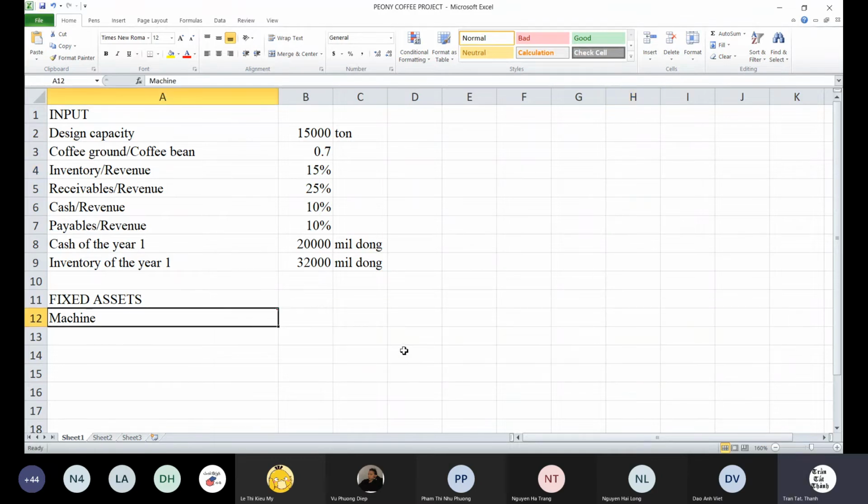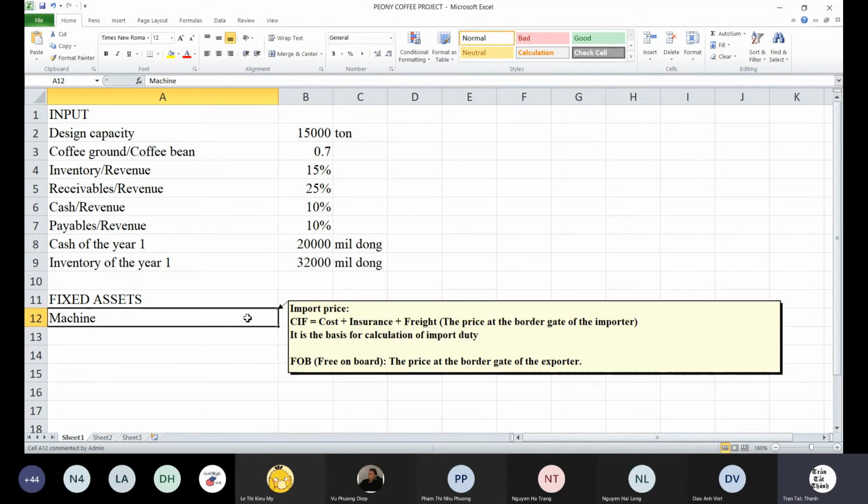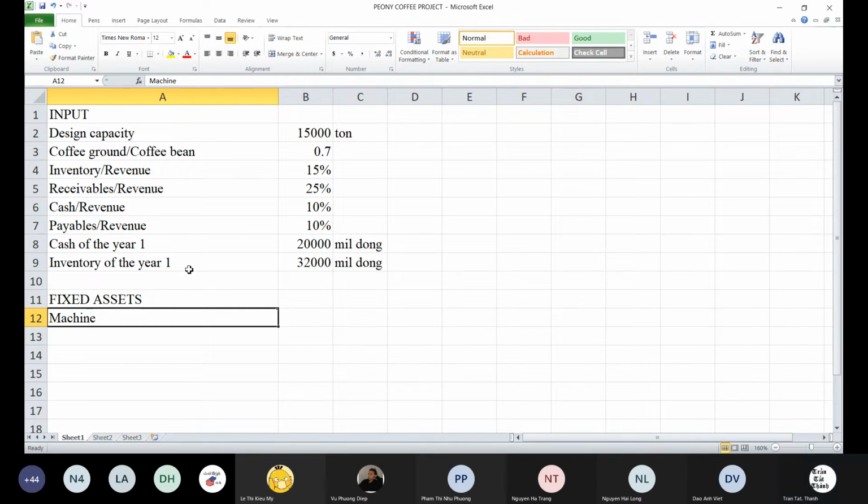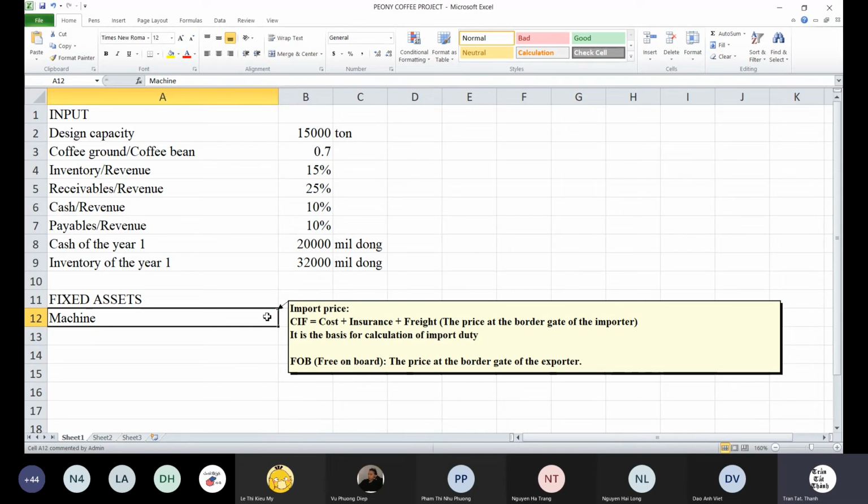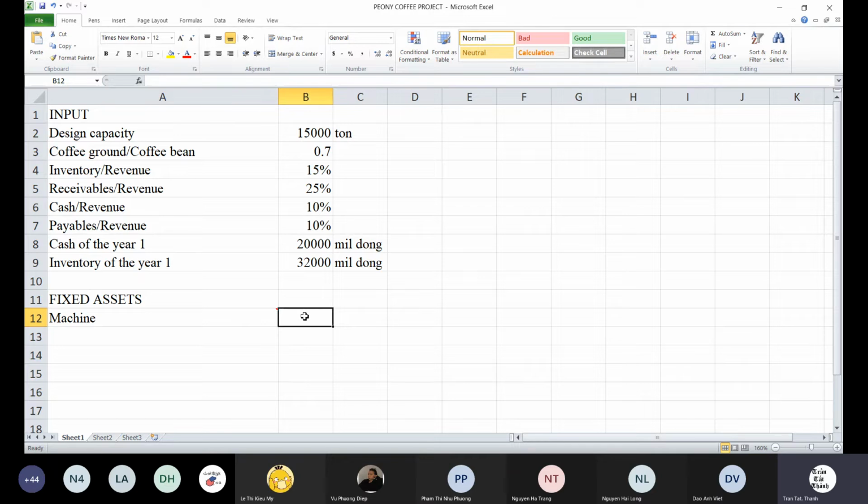So for example, China exports something to Vietnam and Vietnam imports something from China, then FOB is going to be the price at the border gate of China, not Vietnam. It does not include the transportation fee and the insurance as well. Because it does not include those, it is not going to be the basis for calculation of import duty. So you have known it already.